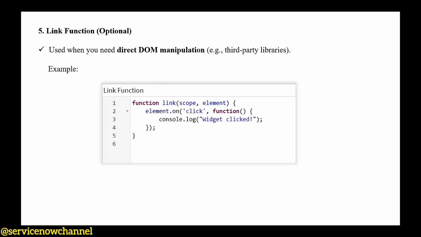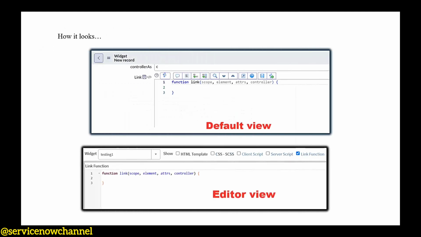Below is the link function component code. I have given some code, so this is an example of the code. Let's see how it looks. Above one is the default view and below one is the editor view. In default view, we can't preview, but in editor view, it's very easy to preview.